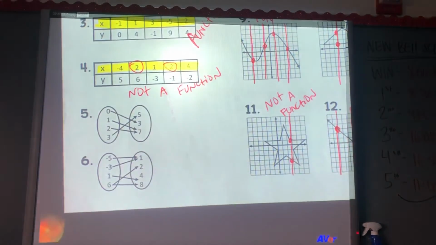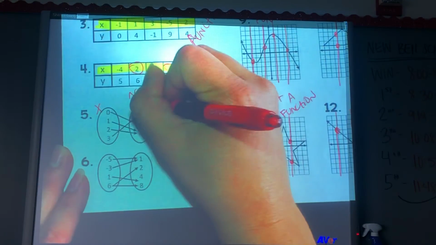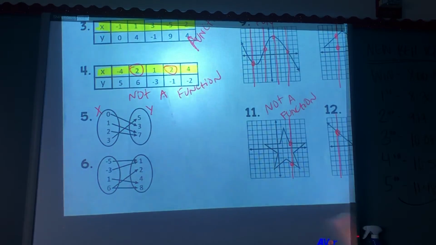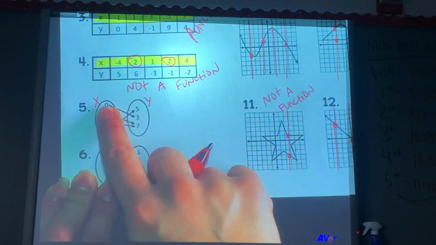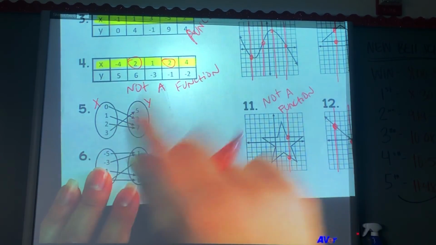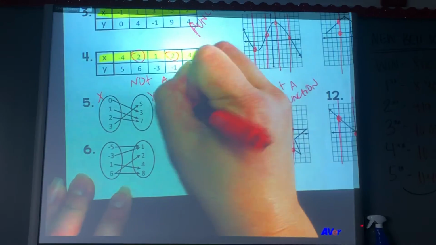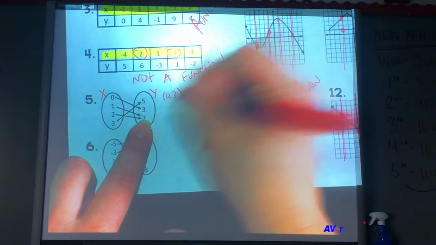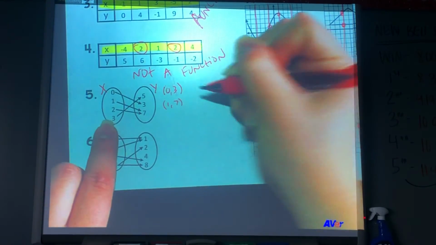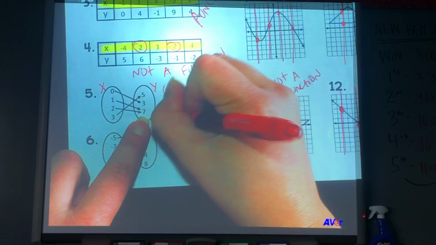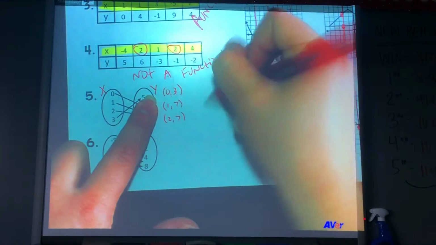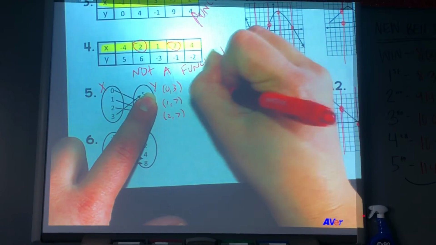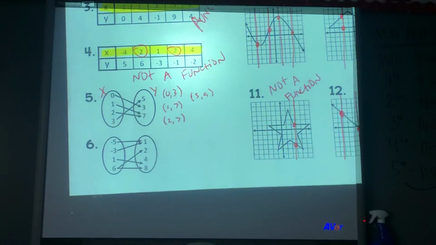All right, mappings are a little bit harder. This side is always the x side, and this is always the y side. This is what it does. It really makes coordinates. So 0 to 3, that is a coordinate. It looks like this, 0, 3. 1 to 7, 2 to 7, and then 3 to 5. Those are the coordinates that it is creating.